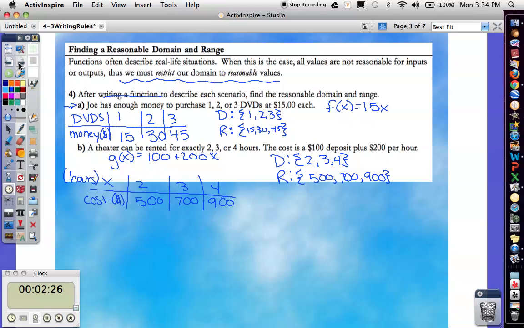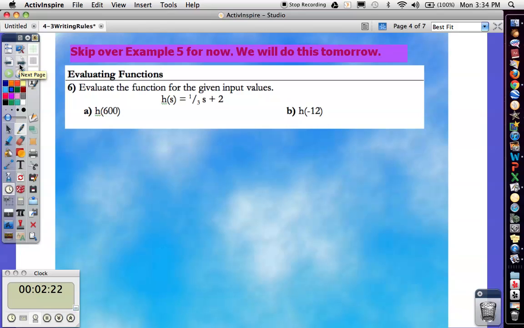Last part then of today's lesson, guys, is evaluating a function. You're going to notice that this is number 6 on your notes. We're going to skip number 5. It's not even on your notes. I'm going to give it to you another day so we can do it together. So evaluate the function for the given input. If you want to find h of 600, I want to know what is the function when I put in 600. So instead of h of s, I have 600. That means everywhere that I see an s, I'm going to put in 600 here. You're going to keep that h of 600. Remember, guys, this is not h times 600. This is like your y. It's already by itself. Okay, this is what do I get out when I put in 600.